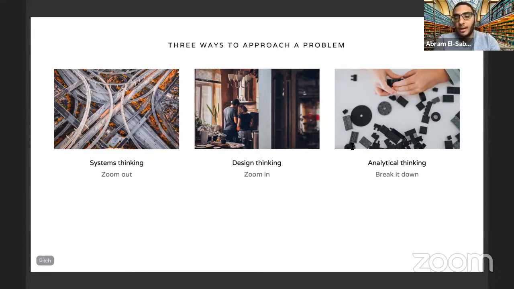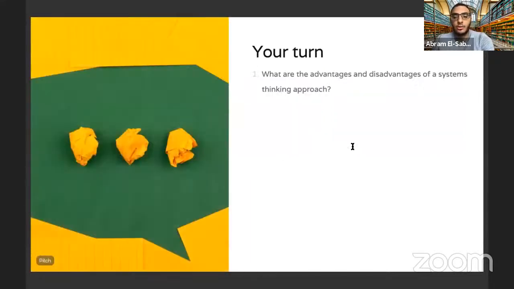The problem is analytical thinking isn't actually that helpful when it comes to systems. It's not that it's not at all helpful. It is helpful, especially for technical problems, but it's not so helpful for complex problems. Today we'll be focused on systems thinking, but throughout you'll hear references to design thinking and human-centered design and things like that.